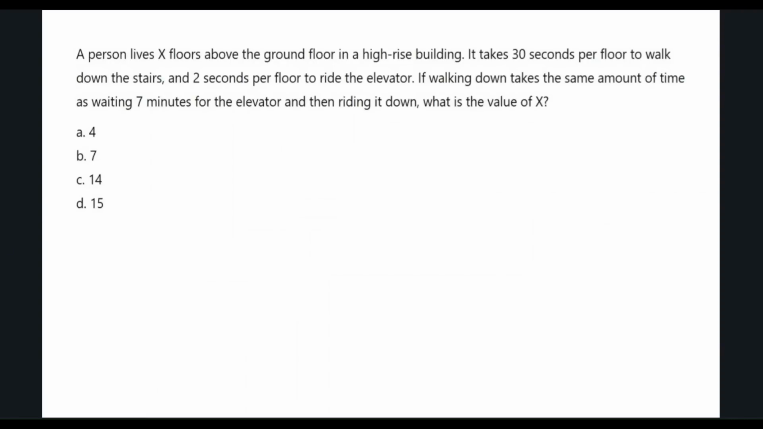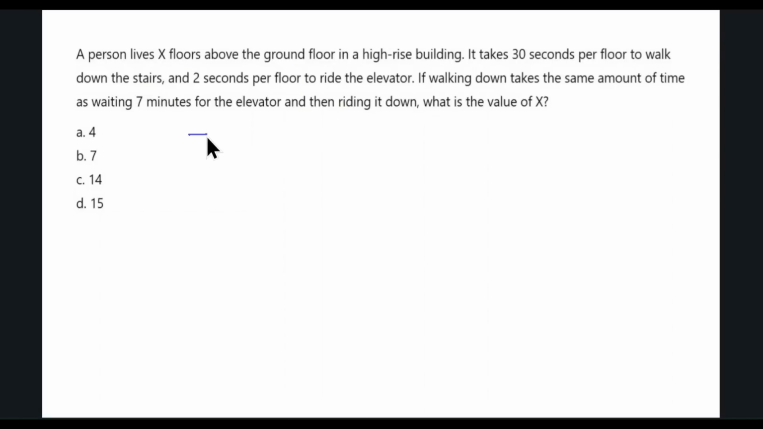Right. A person lives X floors above the ground floor in a high-rise building, and it takes 30 seconds per floor to walk down these stairs, and 2 seconds per floor to ride the elevator. Fair enough. If walking down takes the same amount of time as waiting 7 minutes for the elevator and then riding it down, then what is the value of X? All right. Okay. So he lives X floors above the ground, right? And it takes 30 seconds to walk per floor.